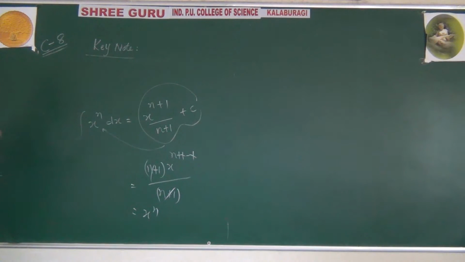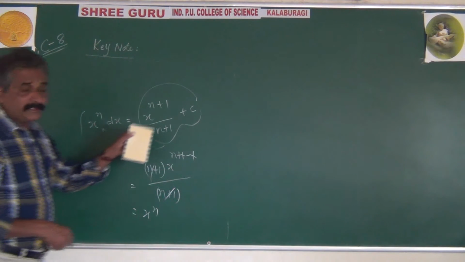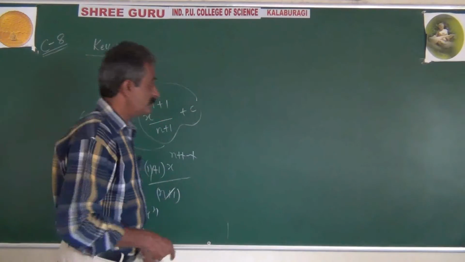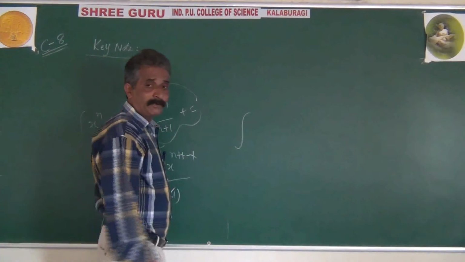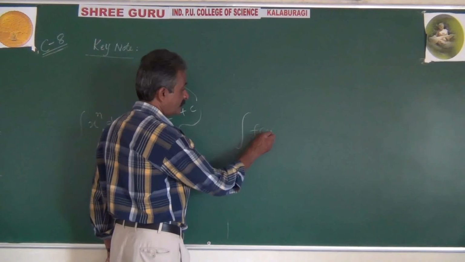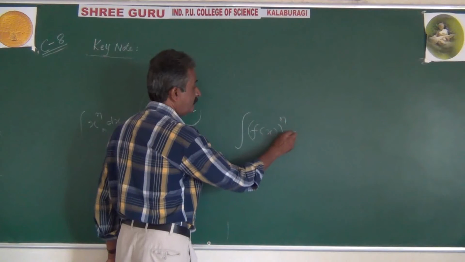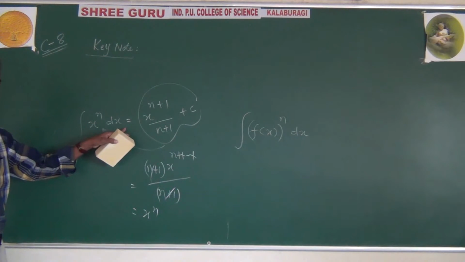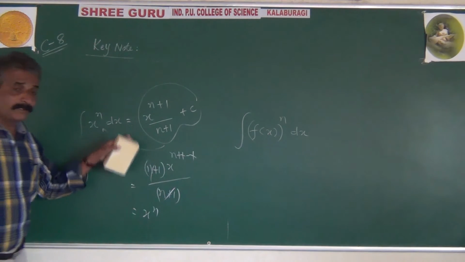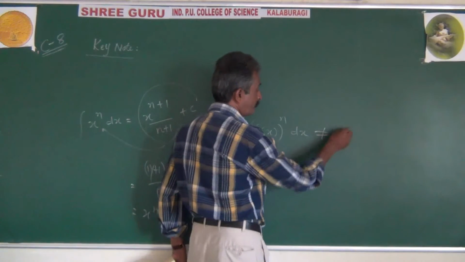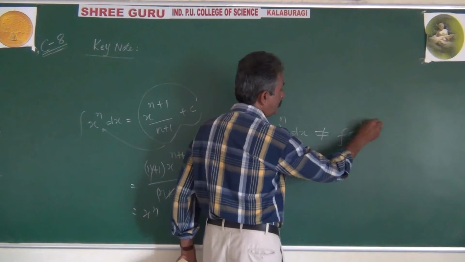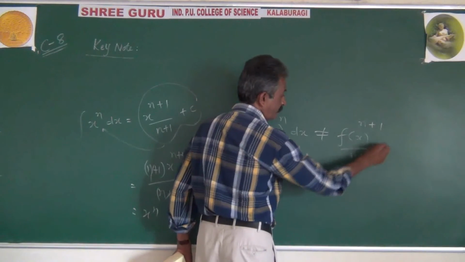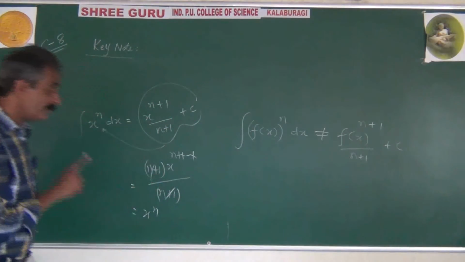But what your mind will think, what your mind will assert, is that a similar formula can be used even for this kind of integration also. That means when we come across something like integration of f(x) to the power of n dx, suddenly your answer is f(x) power n plus 1 divided by n plus 1. It is never equal to that. That holds only for x power n.